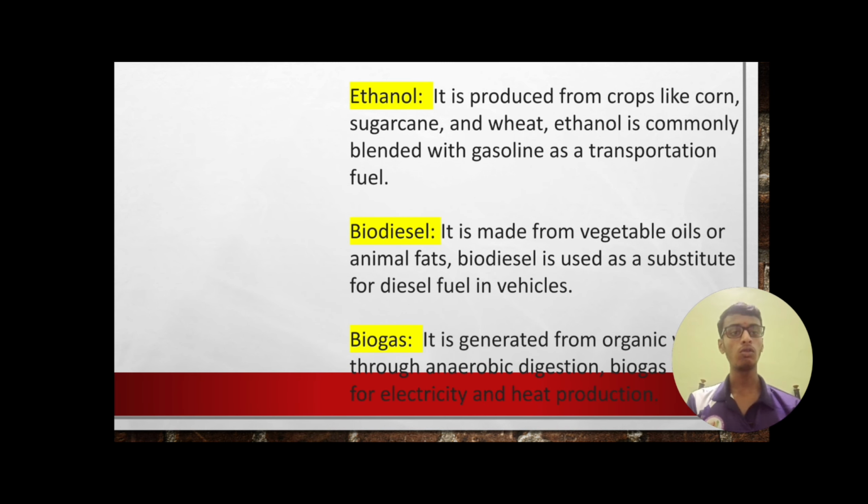First is ethanol. What is ethanol? It is produced from crops like corn, sugarcane, and wheat. Ethanol is commonly blended with gasoline as a transportation fuel.